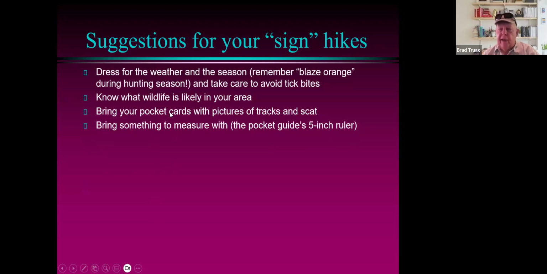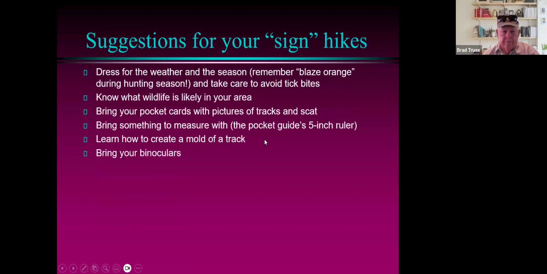Particularly when you're dealing with scat, I don't recommend that you use your hands. I think that's unsafe. As we mentioned before, you can catch a roundworm from raccoon scat. You can catch hantavirus from certain scat from voles or mice. So it's probably not a good idea. You might want to learn how to create a mold of a track. If you're really interested, learn how to take plaster of Paris molding of tracks so that you can decipher them later on. Bring your binoculars with you.